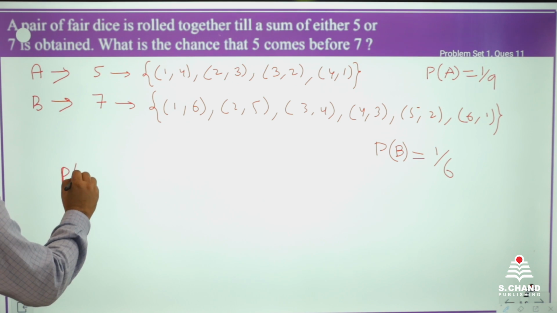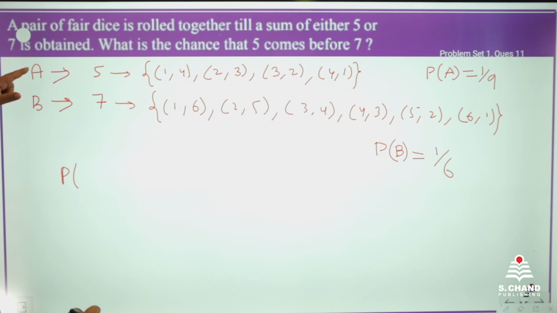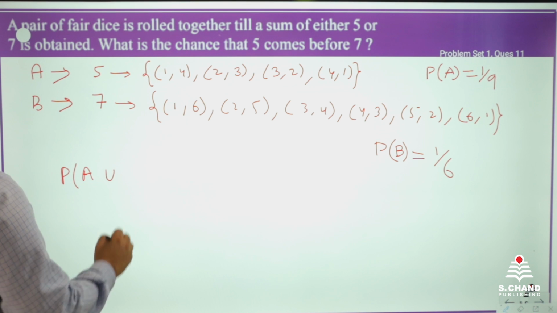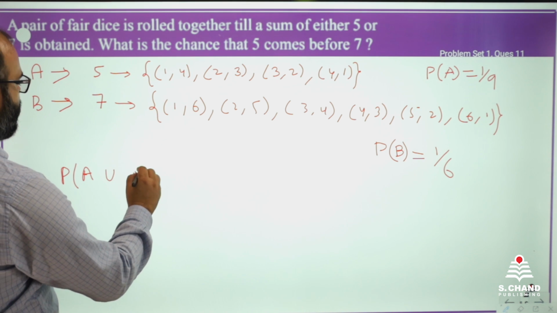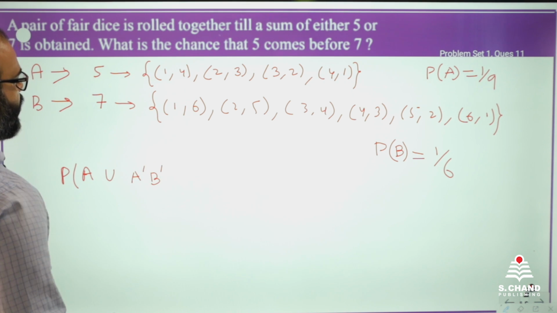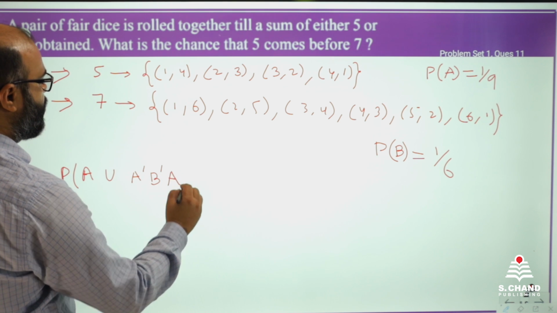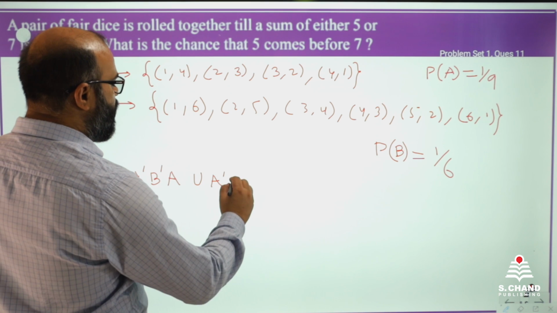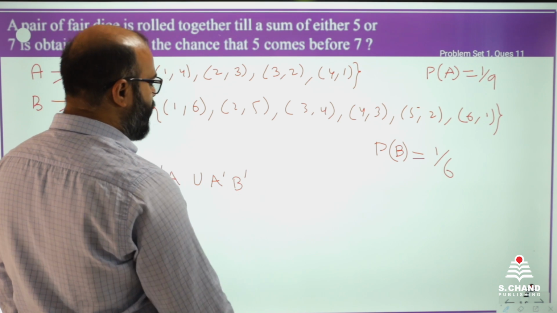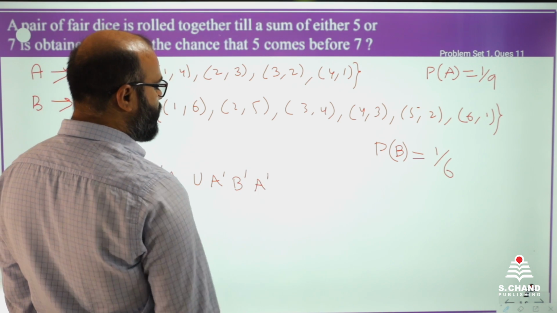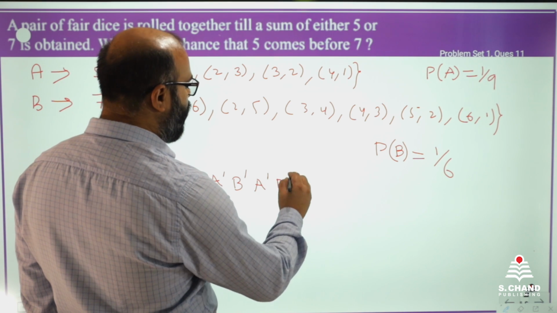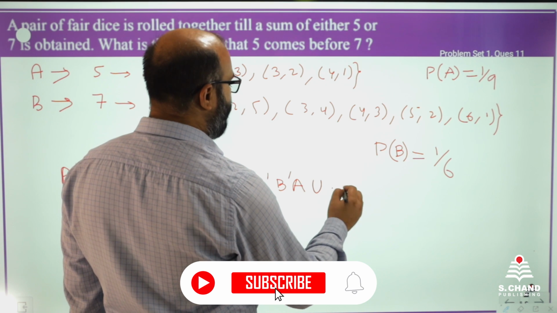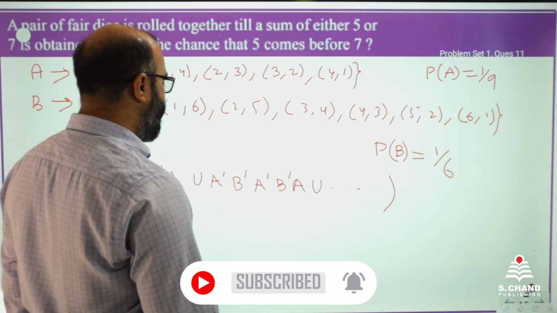So 5 comes before 7, that is A occurs in the first chance, or if A does not occur in the first chance, then B also does not occur in the second chance, and A occurs in the third chance. Or A does not occur in the first chance, B does not occur in the second chance, A does not occur in the third chance, B does not occur in the fourth chance, and A occurs in the fifth chance. Like this it will go till infinity.